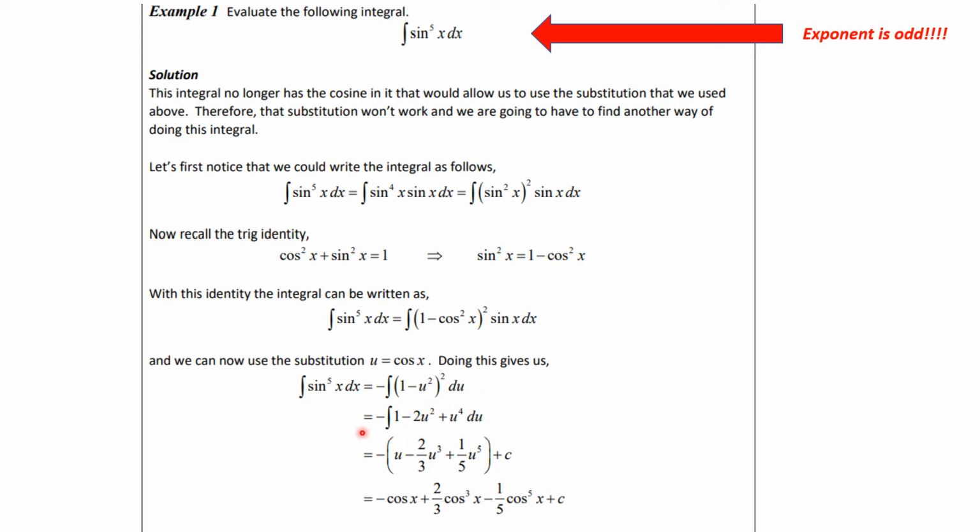Now we do the calculation. The minus sign remains outside. We expand this. We integrate term by term, getting this. And then we reverse the substitution. So this is our final answer. Make sure you understand each of these steps. And realize that that's going to work whenever the exponent is odd.